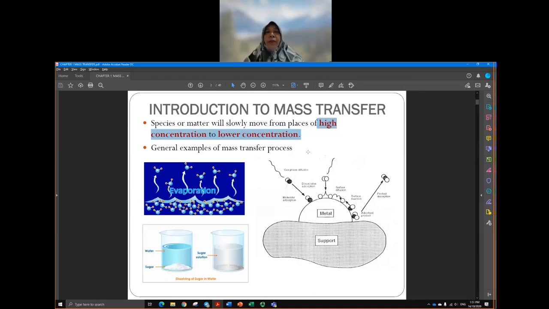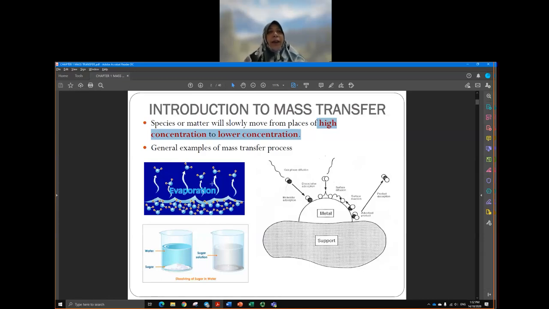So it's easy for you to say what mass transfer is. Mass transfer is when species or matter move from one place to another place due to the concentration gradient, from higher concentration to lower concentration. This statement shows you the direction of the mass transfer, how the mass is transferred from one place to another place.